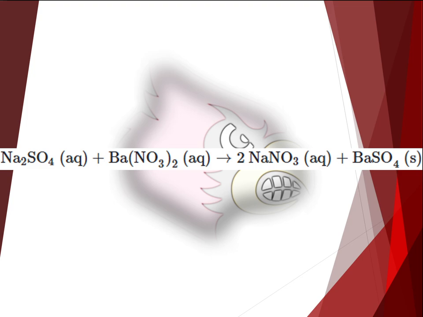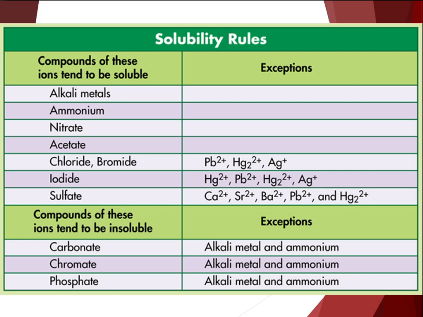So, if sodium sulfate and barium nitrate are both dissolved in water and then combined, the reaction is described by the equation on your screen here. One of the products will be in the solid state because it has formed as a precipitate. The sodium nitrate remains dissolved in water. The solubility rules identify barium sulfate as insoluble.